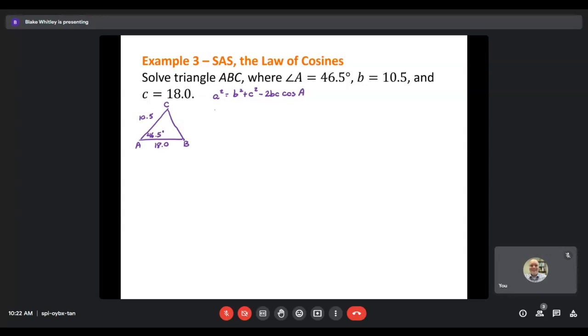All right, so now we'll start substituting. I don't know a, so a squared equals, in this case, b is going to be 10.5 squared, plus c gives us 18 squared, minus 2 times 10.5 times 18 times the cosine of angle A, which is 46.5. Now, in this case, everything on the right-hand side is a number, so we're allowed to just put that in the calculator.